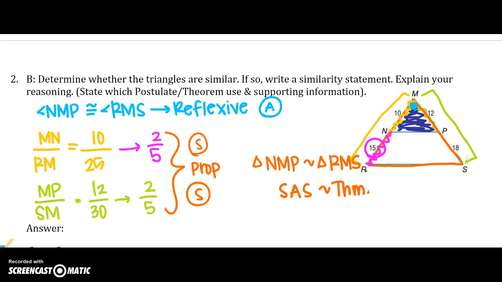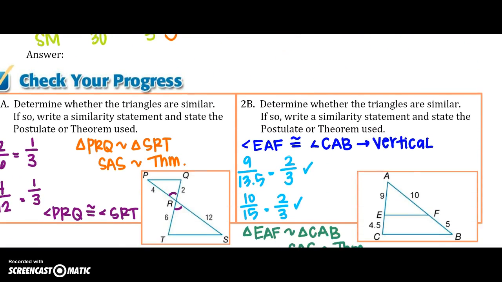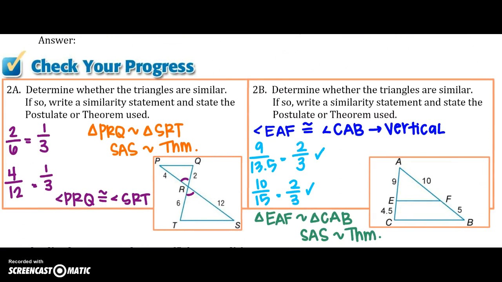All right, go ahead and stop this video. Do your 2 checkpoints and then restart it to check your answers. Here are your answers from the next 2 checkpoints.